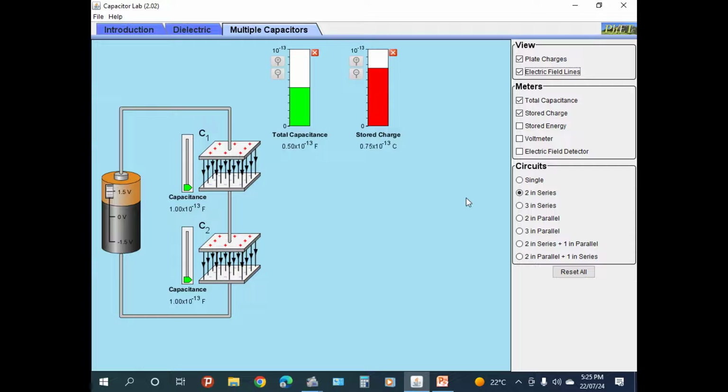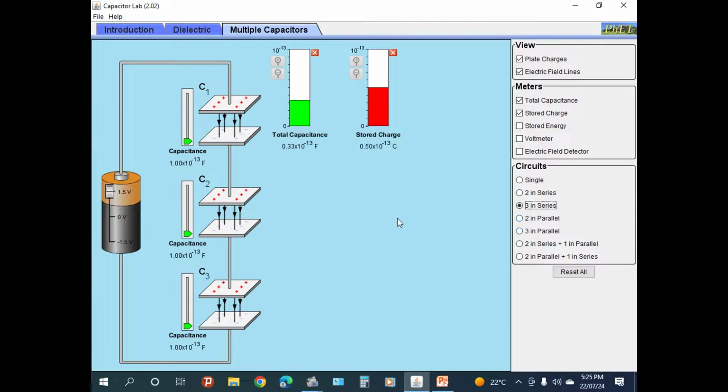1 over 1 means 1. 1 plus 1 is 2. 1 over 0.5 is 2. 2 is equal to 2. See, okay. Let me increase the number of capacitors to 3 capacitors.